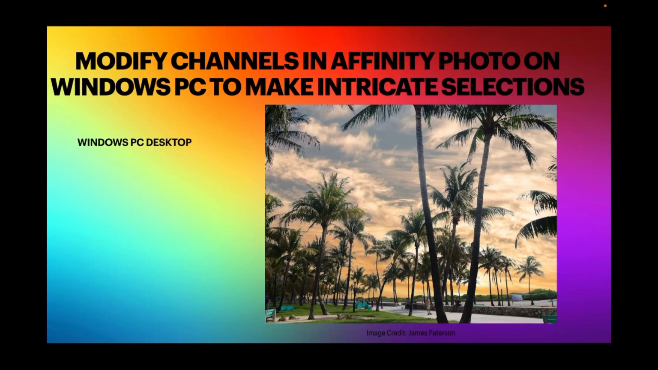Now this is on Windows 10 on my little old laptop. It's a Toshiba L630, so it's a slightly smaller screen than you're probably used to on a big one, but it works the same. It's Affinity Photo. We're going to modify channels in Affinity Photo on Windows to make intricate selections, and you can see the palm trees there. I'd hate to be cutting that out with the ordinary selection tool, which just wouldn't do it. So let's do it this way.